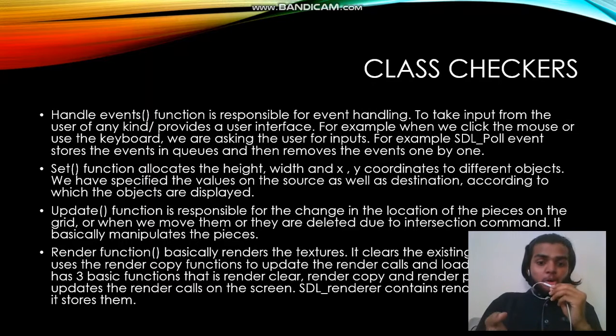The update function is responsible for the change in the location of the pieces on the grid, or when we move them or they are deleted due to intersection commands or some other commands. It basically manipulates the pieces. The render function renders the textures, it clears the existing render calls and uses the render copy function to update them. It has three basic functions: render clear, render copy and render present, which updates the render calls on the screen. SDL renderer contains the render calls and stores them.